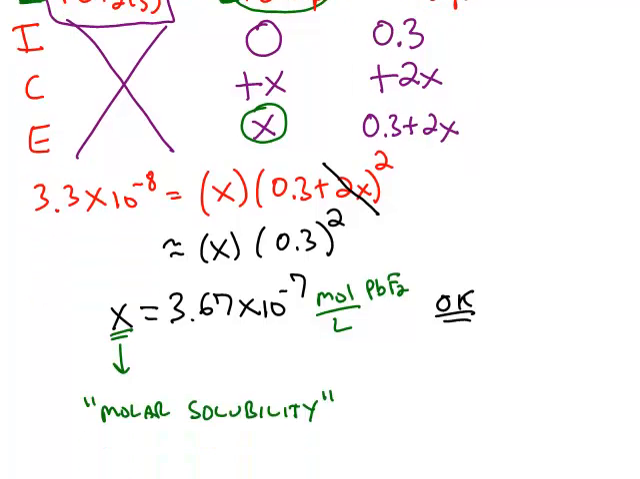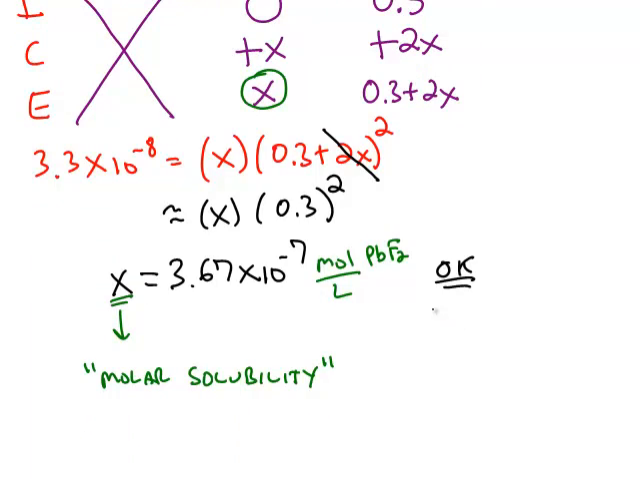We could also turn this into grams per liter. If we wanted to calculate how many grams per liter, we would just use our molar mass as a conversion factor to turn moles of lead(II) fluoride into grams.